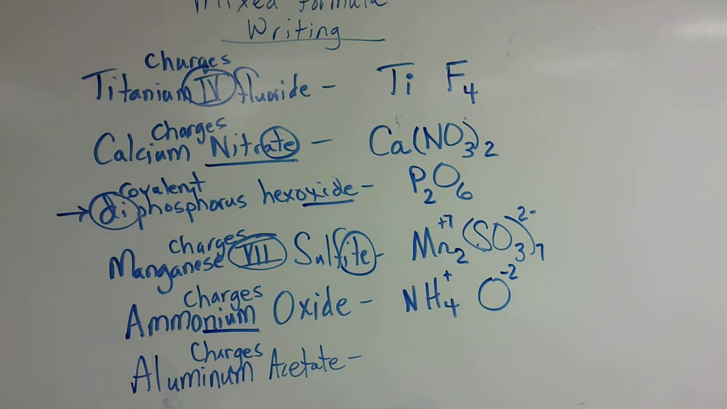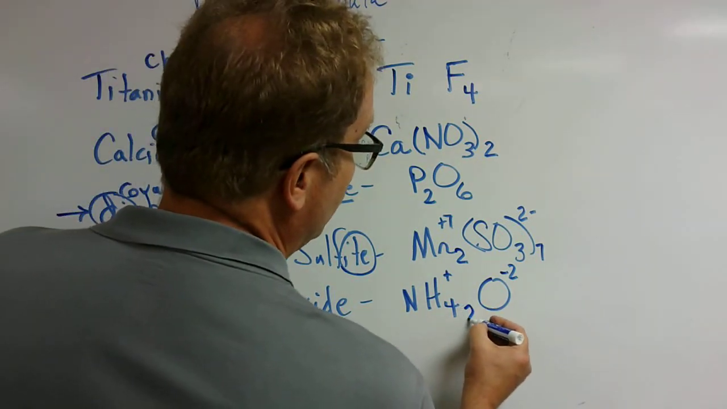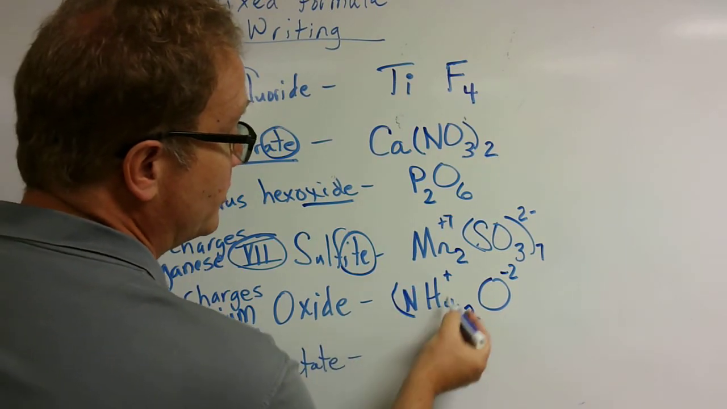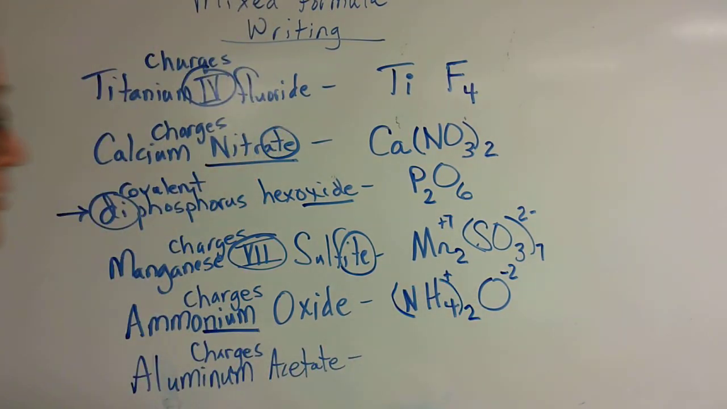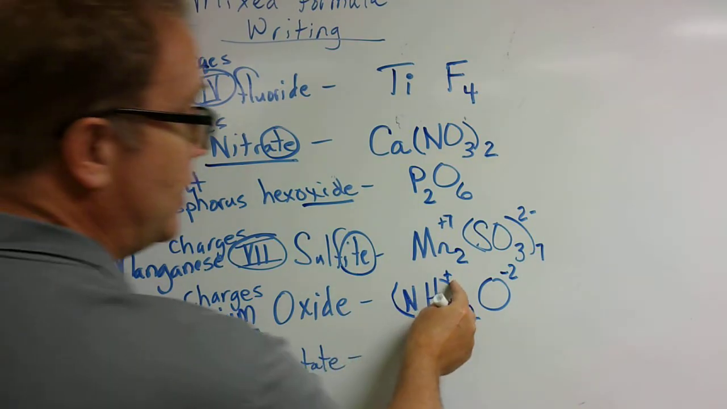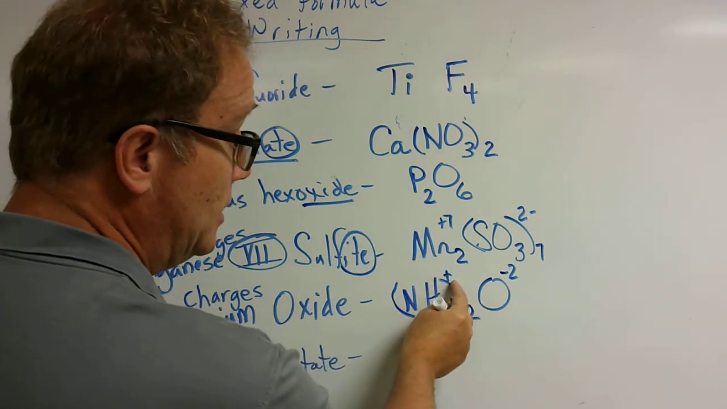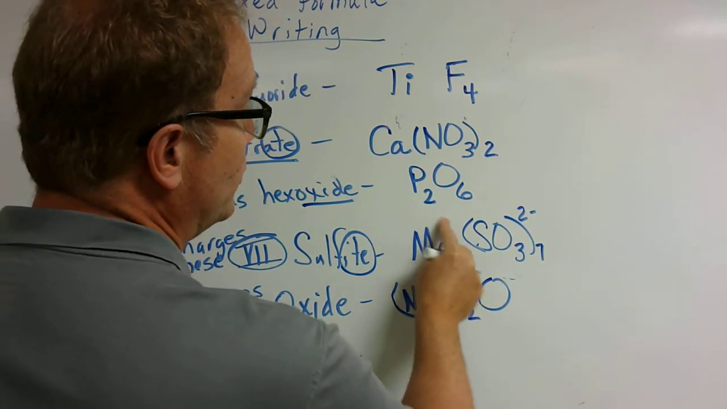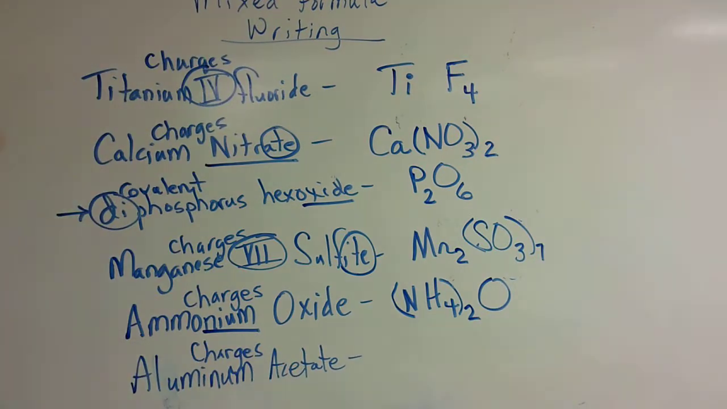Now on this one, I have to move the negative under the positive. So all I'm going to do is move this number here. Since it's off the ion chart, I'm going to have to put parentheses around it. We notice we have a +1. We don't have to put anything there because it's just not going to change anything. And that's going to be my formula for ammonium oxide.